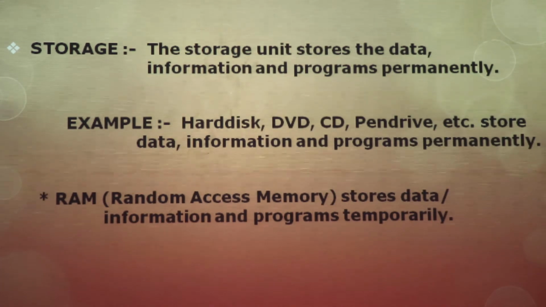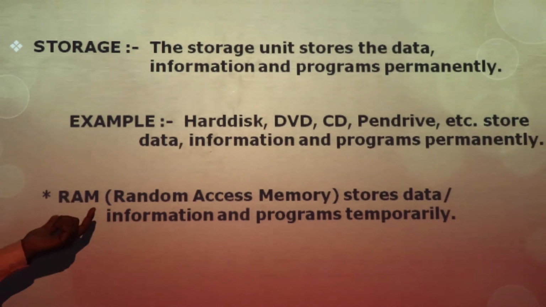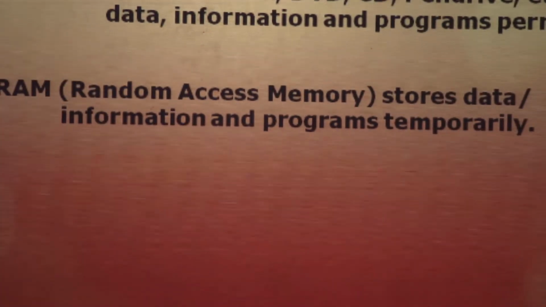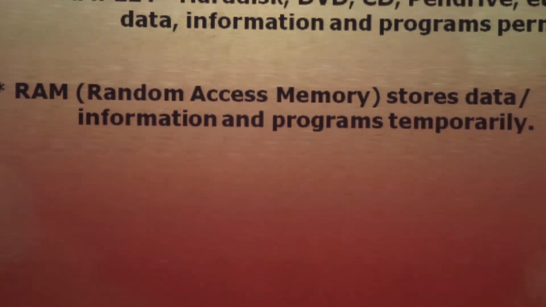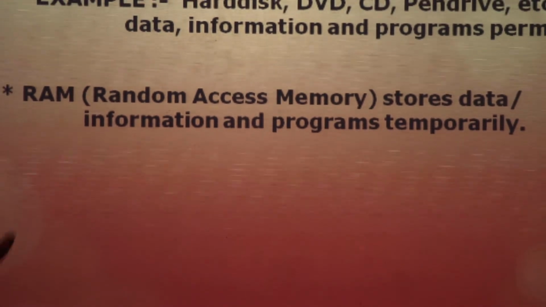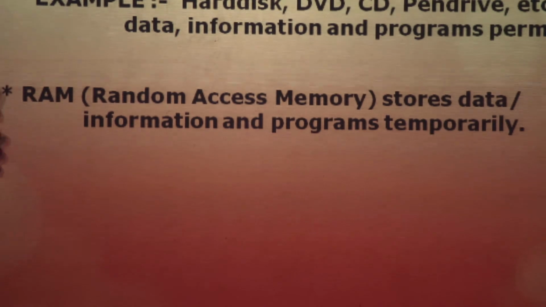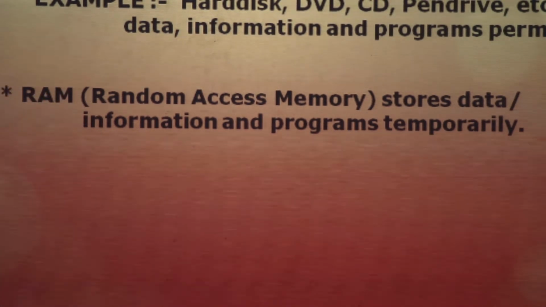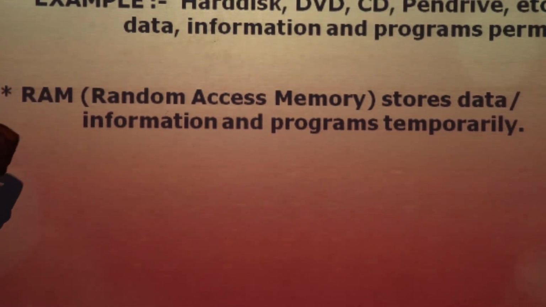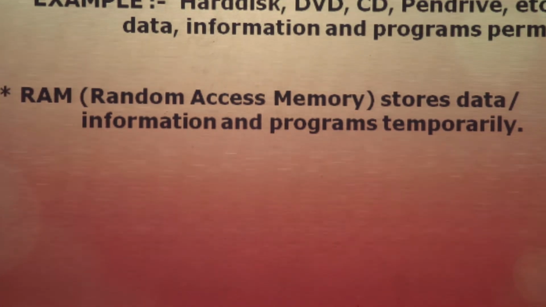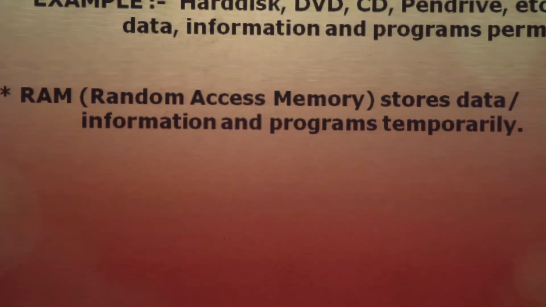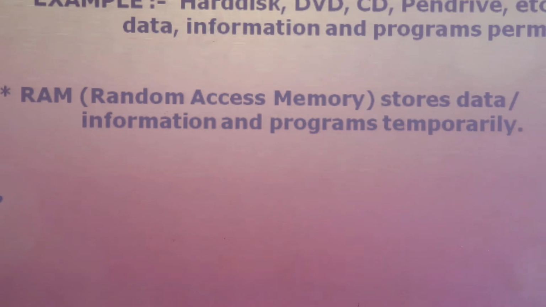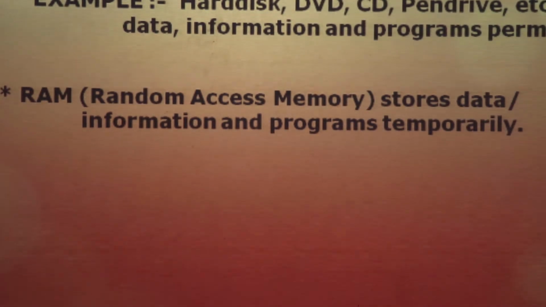Now RAM. One more is RAM, that is used in computers. Random access memory stores data, information, and programs temporarily. Why RAM? The work of the RAM is to flash things. This flashing is done by the RAM.